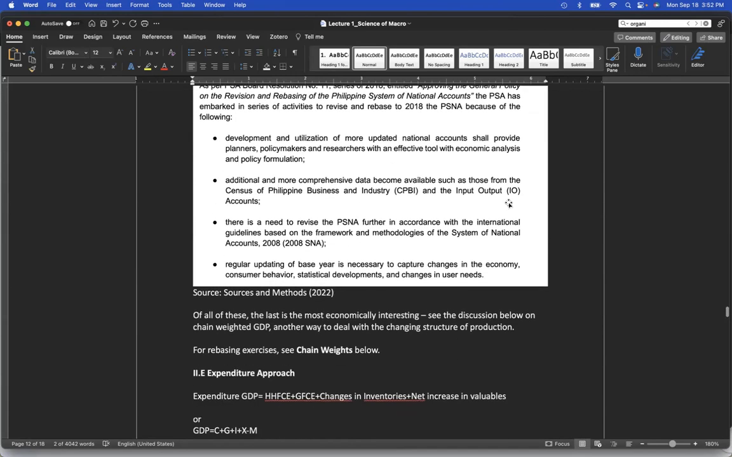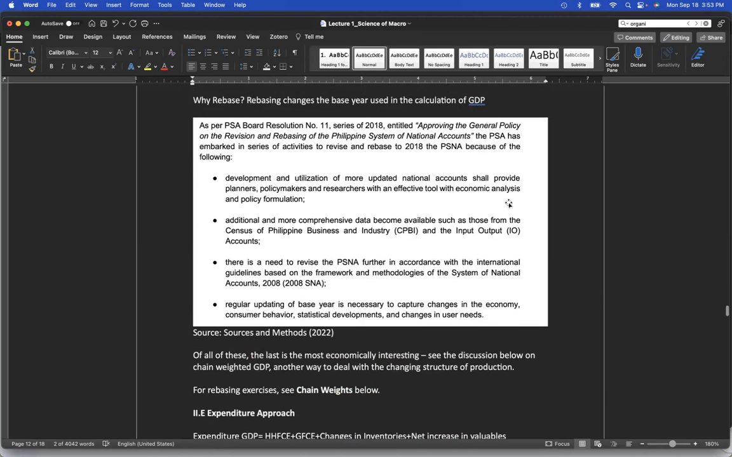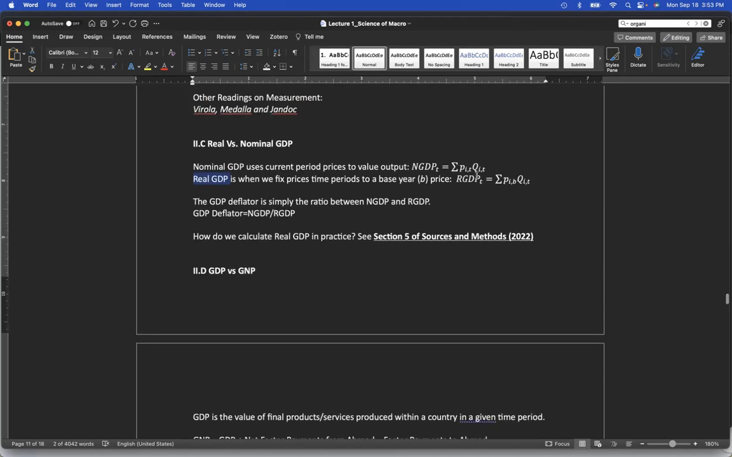Pero pwede bang magtanong? Go ahead. Yung sa change po ng base year, hindi po ba mas okay kung every year po papalitan, or depende po kung ano talaga yung pinaka-closer doon sa price? Well, kung every year siyang papalitan, basically nominal na lang siya. Kasi every year, nagbabago ang price. So if you look at this, every year nagbabago yung price.